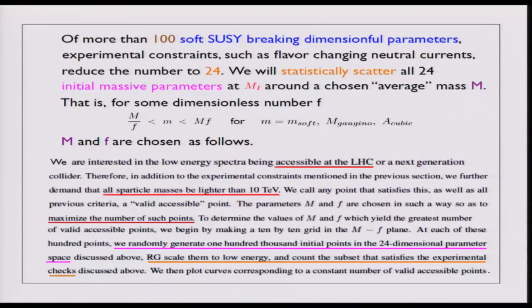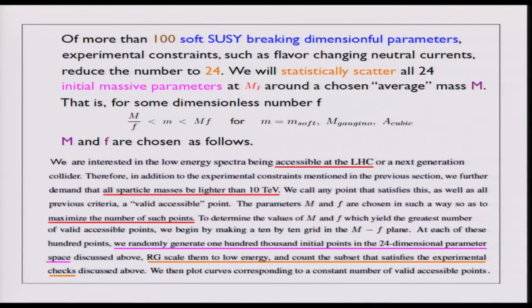There's a lot of constraints here, but let me just say 24 of them actually really matter. And so we're going to have 24 soft mass parameters. And what we're going to do is statistically give those initial parameters up at MI, or 5 times 10 to the 15 GeV, and then renormalization group scale all that down, subject to the fact that it should be consistent with all known physics at the time being. And we're going to ask ourselves what possible initial conditions can do that, if any. Okay. But in order to do that, we have to pick the initial values to scatter in. We're not going to pick specific values. We're going to pick a range.